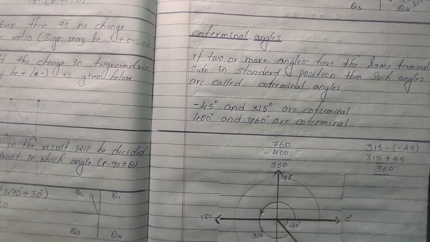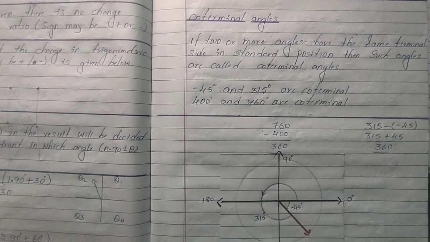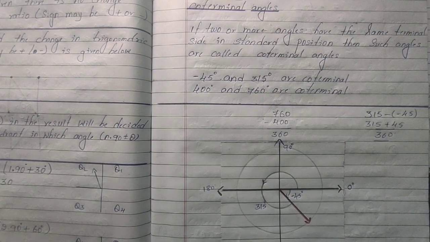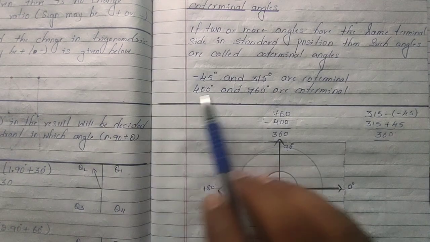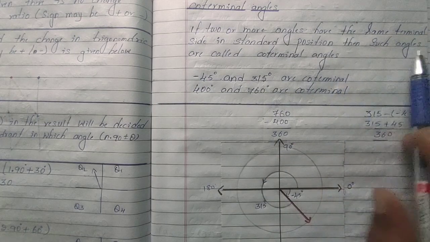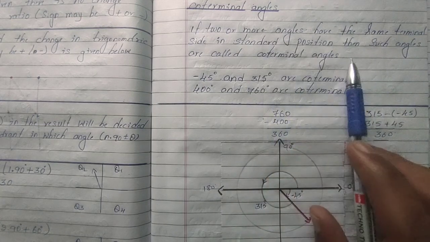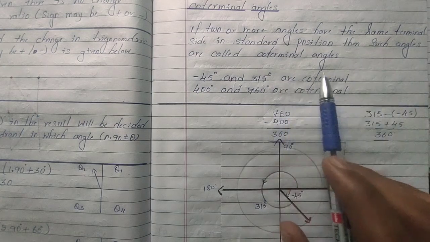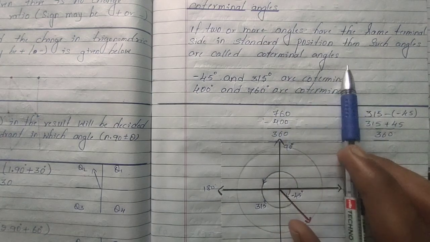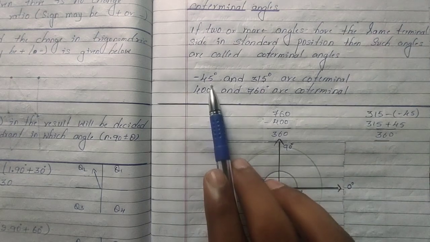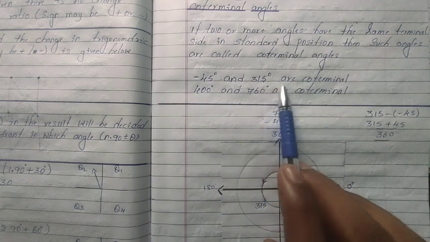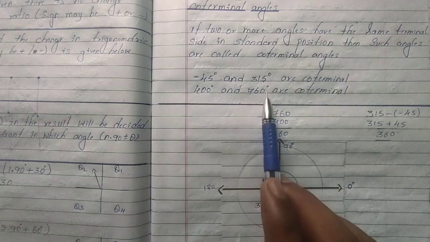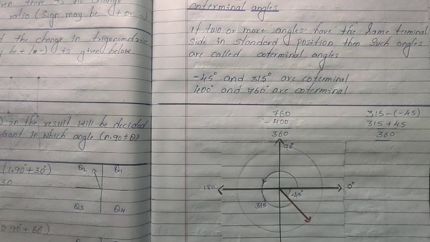Find the values. Next, coterminal angle. What is this coterminal angle? If two or more angles have the same terminal side in the standard position, then such angles are said to be coterminal angles. For example, minus 45 degree and 315 degree are coterminal. Even I can say 400 and 760 are also coterminal.